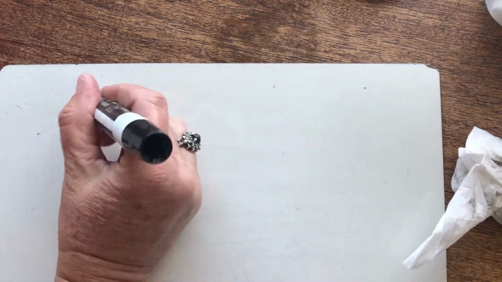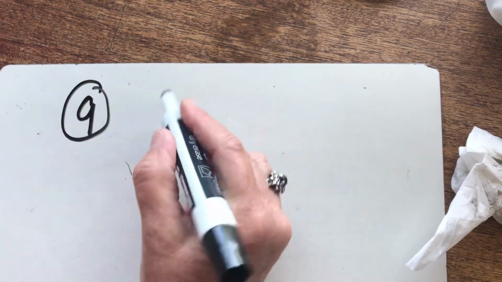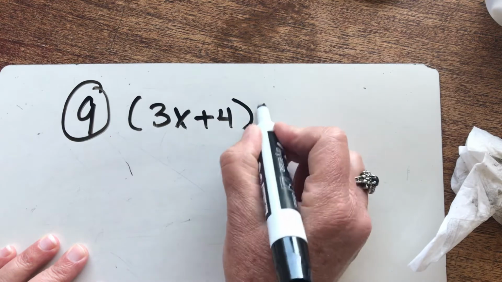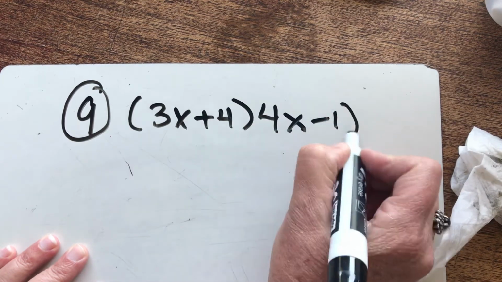Here we go. Question number 9 is 3x plus 4 and 4x minus 1.